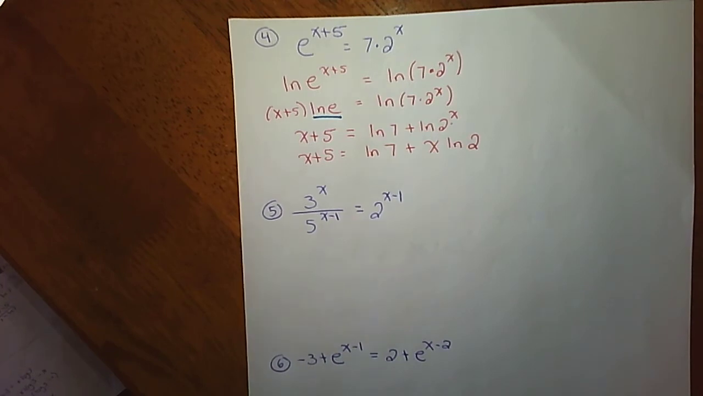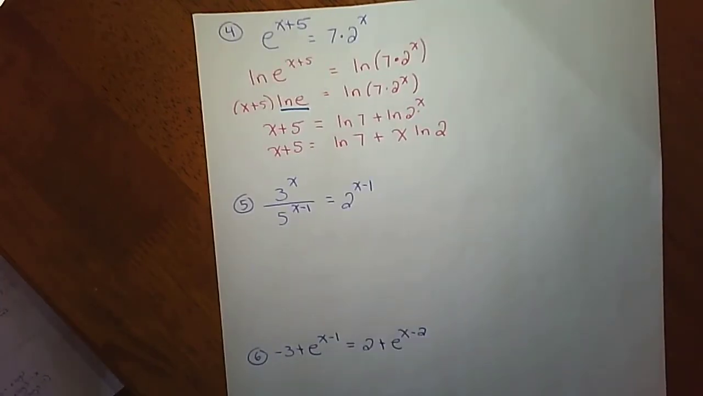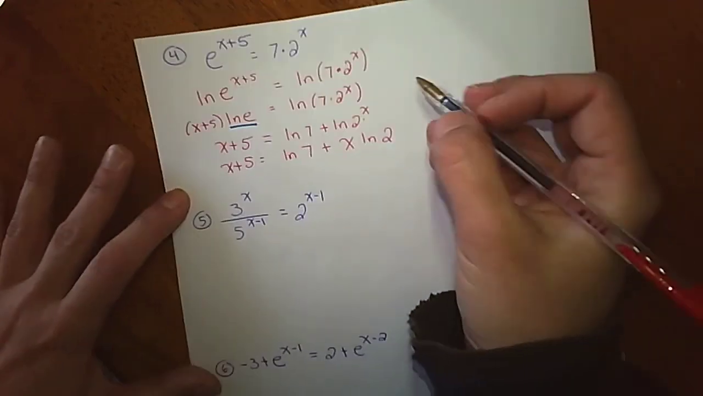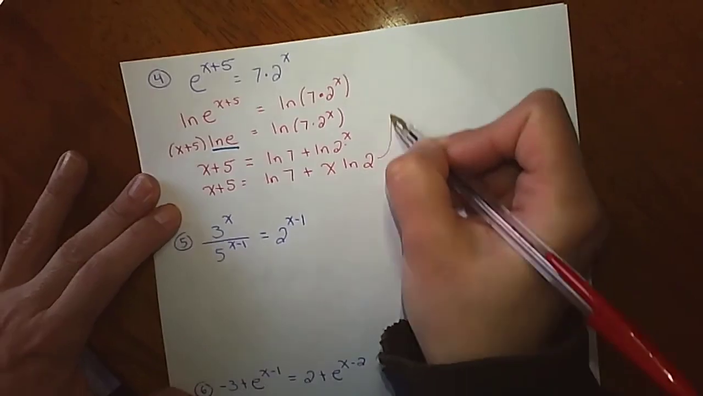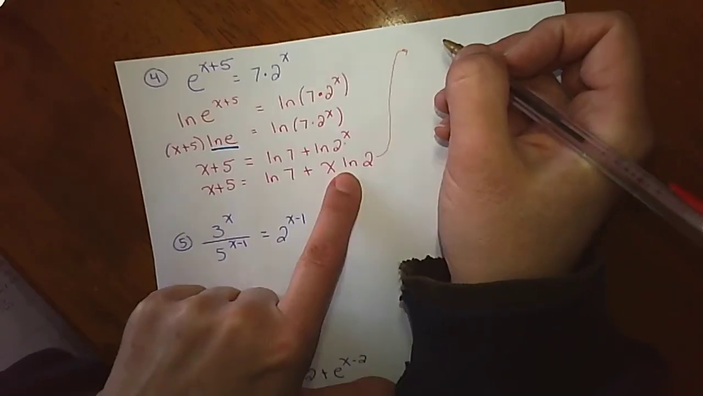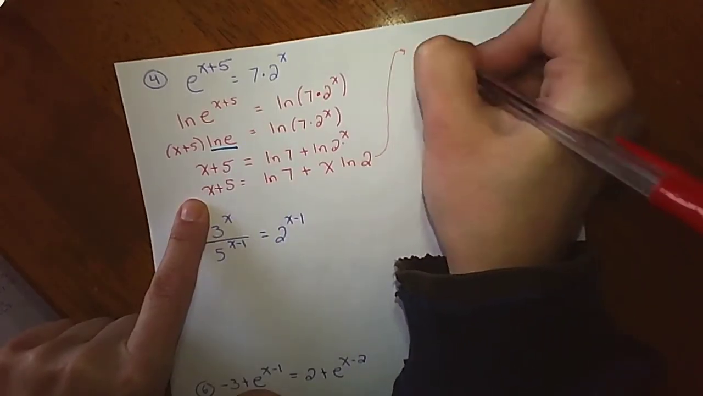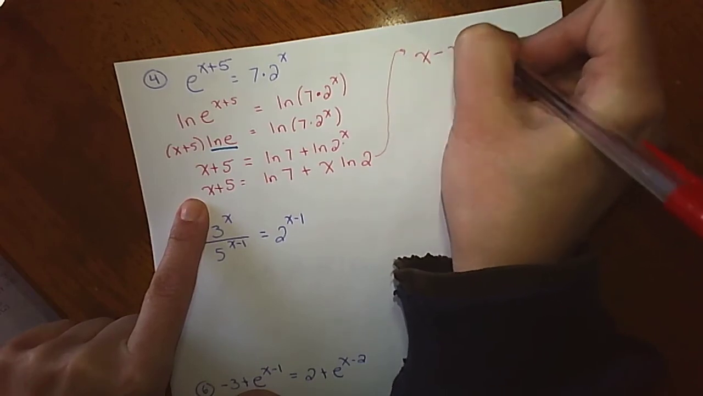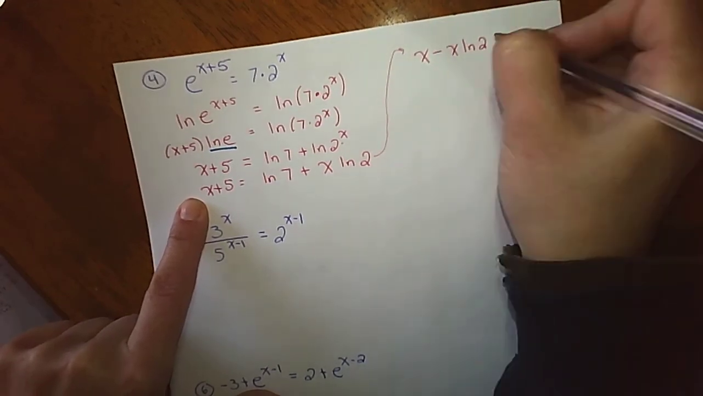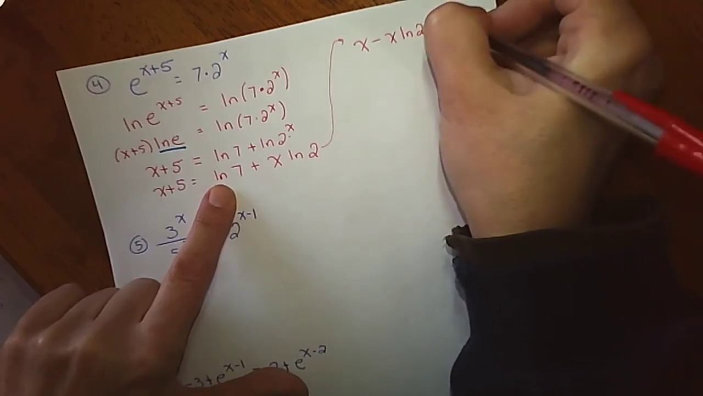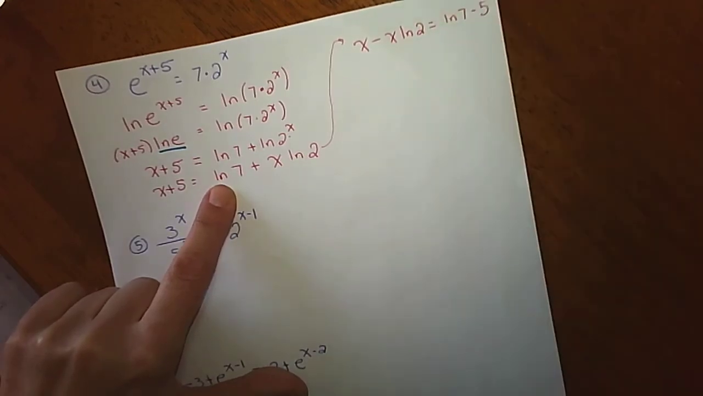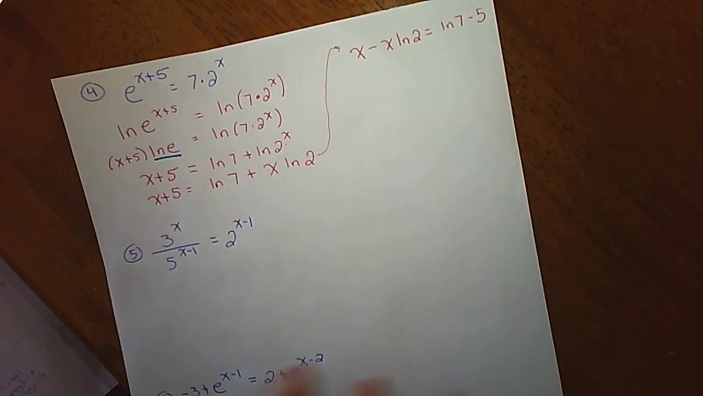Now, let's keep in mind, what are we trying to do here? We're trying to solve for x. So just like in the second do now question, we want to get everything with x's on one side, everything without x's on the other. So I'm going to bring this up here, and I'm going to subtract him over. So I end up with x minus x natural log of 2 equals natural log of 7 minus 5. Right? So I'm getting everything with x's.